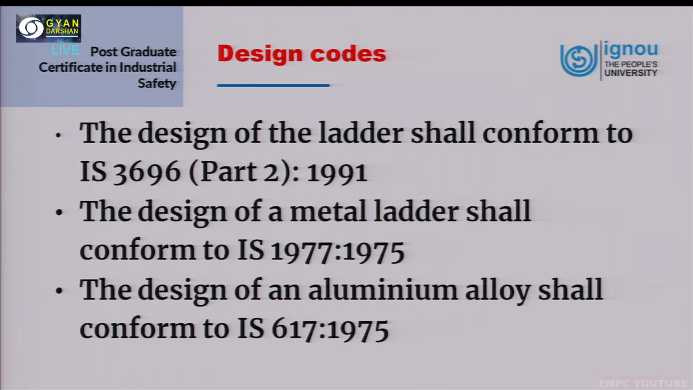Whenever you see a ladder and it has got a name label on it specifying which code it is complying with, if it is an IS code ladder, it would usually be complying with the IS 3696 part 2 1991, and this has to be borne in mind by any project manager who wants to ensure that standardized ladders are used on the construction site.